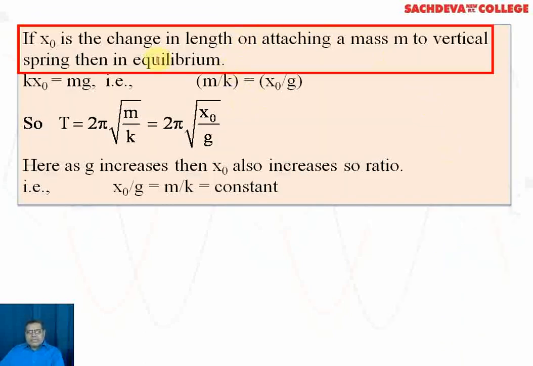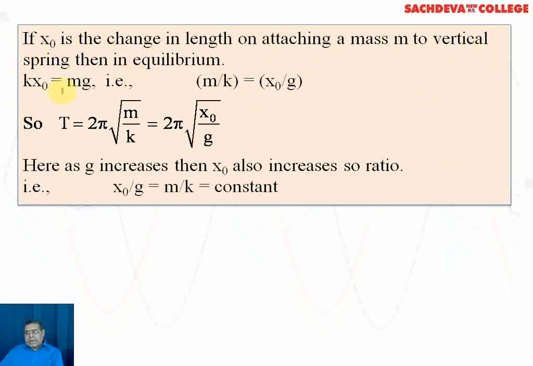If x naught is the change in length on attaching a mass m to a vertical spring, then in the equilibrium position, or at the mean position, kx naught will be equal to mg. Normally we write this equation as ky equals mg, but because our assumption is that the change in length is x naught, we have taken kx naught equals mg. Now from this equation, we get the value of m over k. m means inertia factor and k is the spring constant. So m over k will be equal to x naught over g.